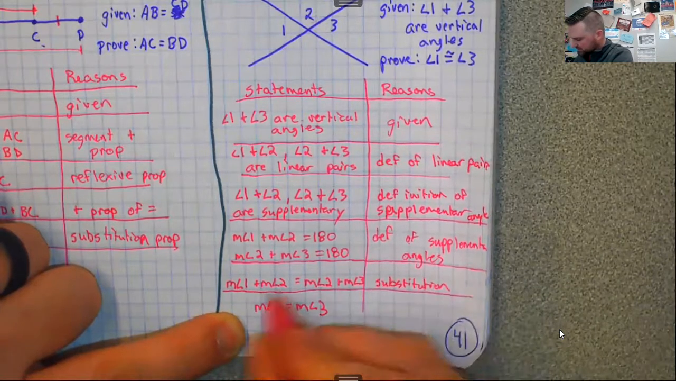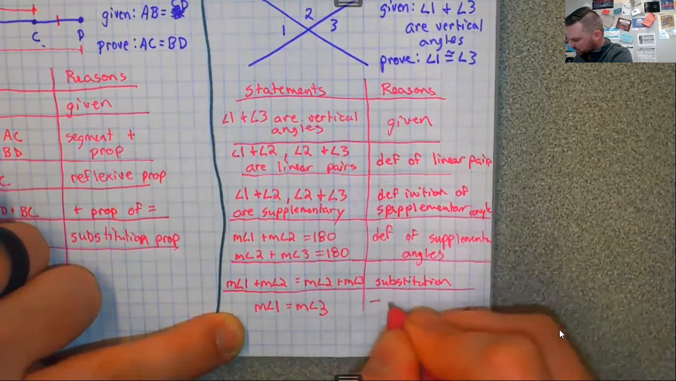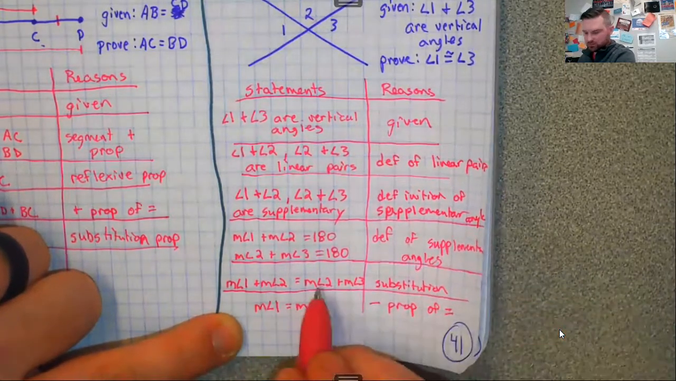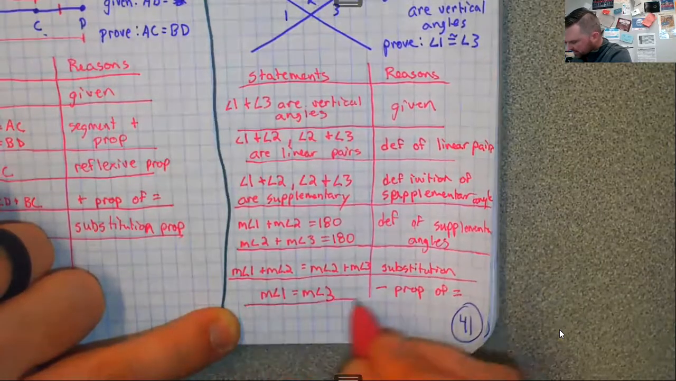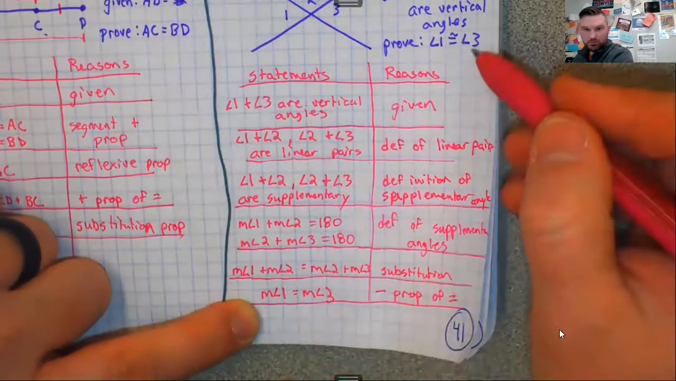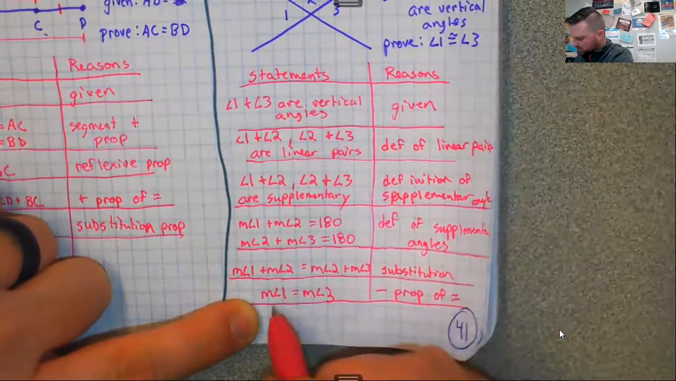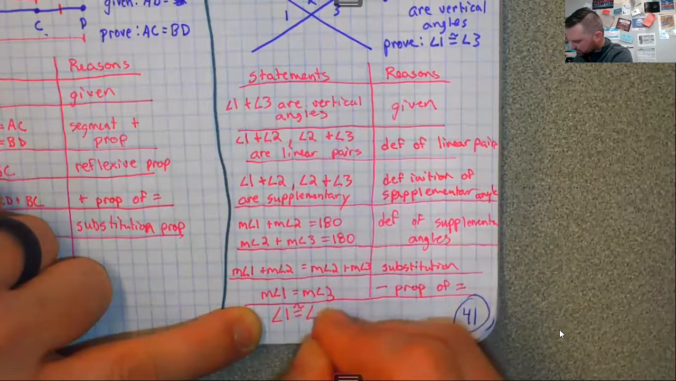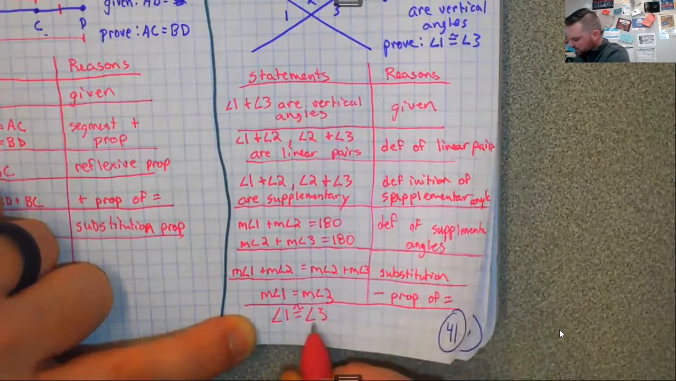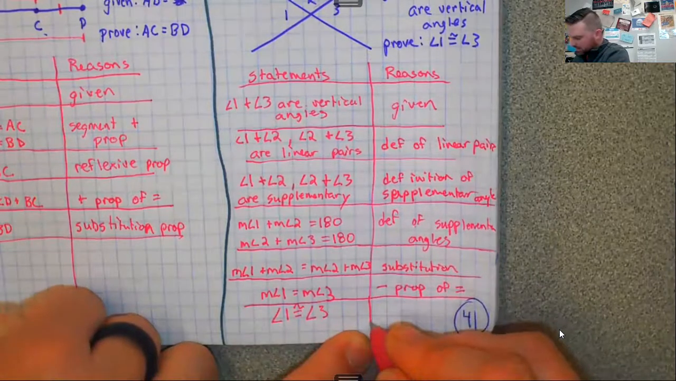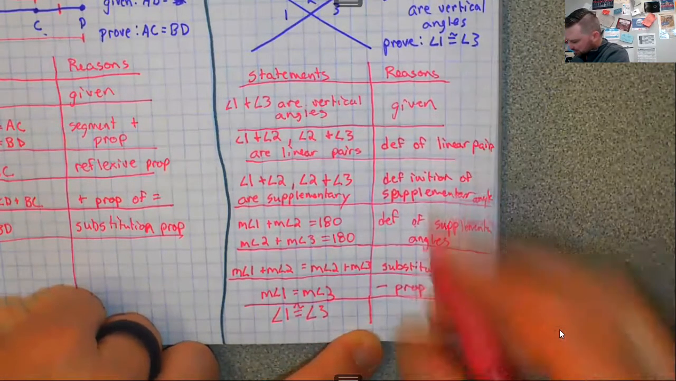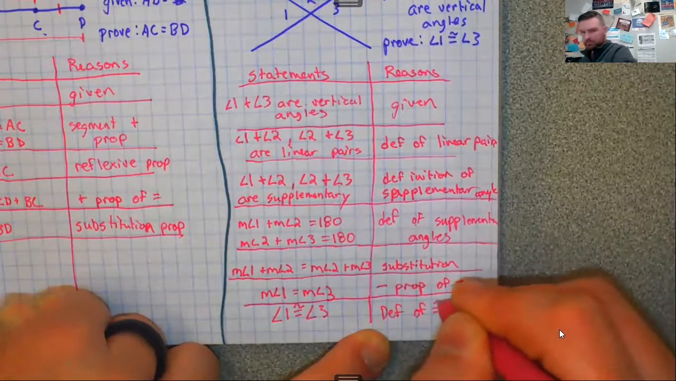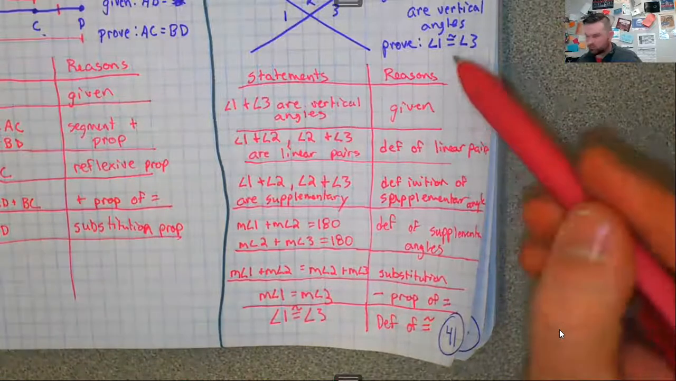Whoop, I canceled 2's. That's the subtraction property of equality. We just subtracted angle 2 from both sides. Now, this is not what they wanted me to prove. But if the measures are equal, the angles are congruent. So angle 1 is congruent to angle 3. I'm running out of room here. That is the definition of congruence. Okay, and now I've said what they wanted me to prove.